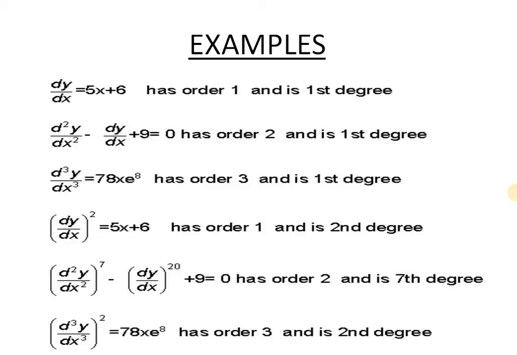Next, (d³y/dx³)² = 78x e^x. So the derivative existing is d³y/dx³. What is the order? Order is 3. Then the power of the derivative is 2, (d³y/dx³) whole raised to 2. So the degree of the differential equation is 2.